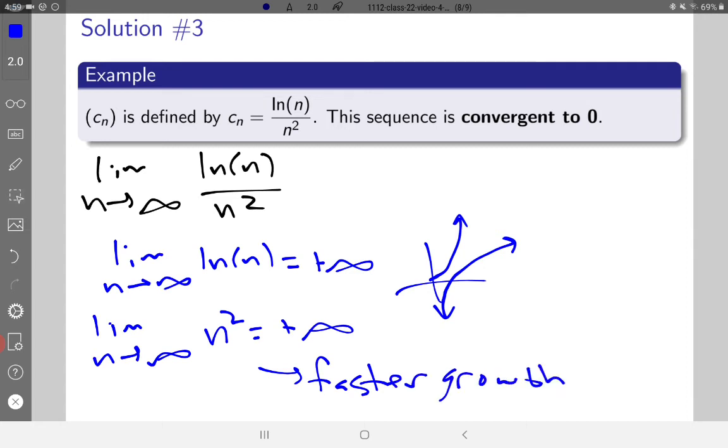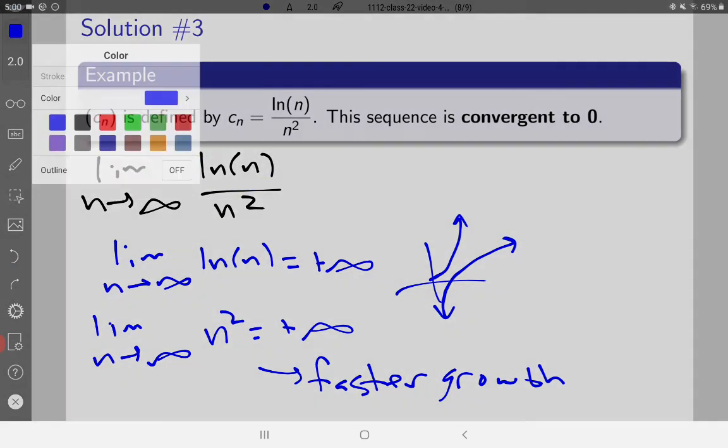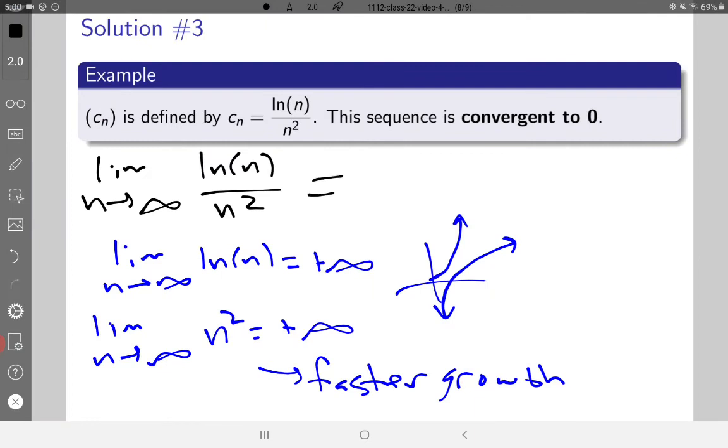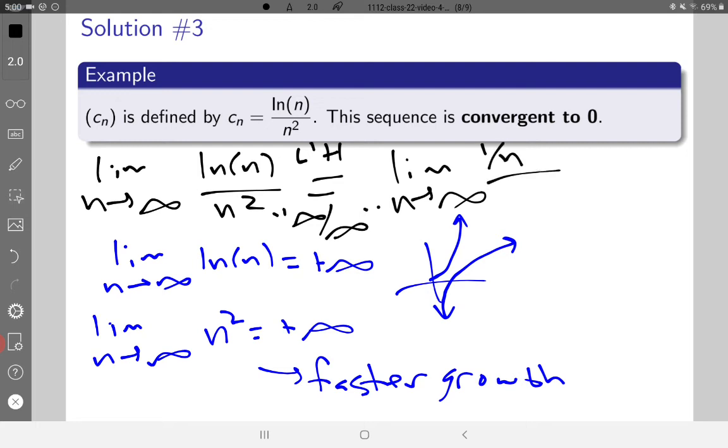So maybe just from this, you could convince yourself intuitively and predict that this fraction is going to converge to 0 because the bottom is getting bigger way faster than the top is. But a way to confirm that is with L'Hopital's rule. So I see an infinity over infinity form here. So I'm going to apply L'Hopital's rule, take a derivative on the top and the bottom separately. Derivative of natural log of n is 1 over n. Derivative of n squared is 2n.